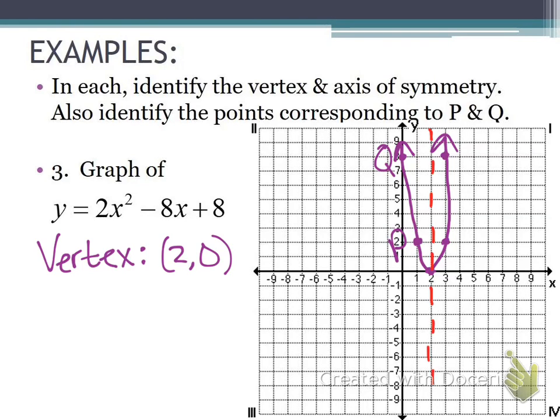That axis of symmetry, we'll often refer to as AOS, has an equation of the form x equals a number. That was also on our last slide. In this case, x is going to equal 2, the x coordinate from your vertex. It goes through that same point. X equals 2.